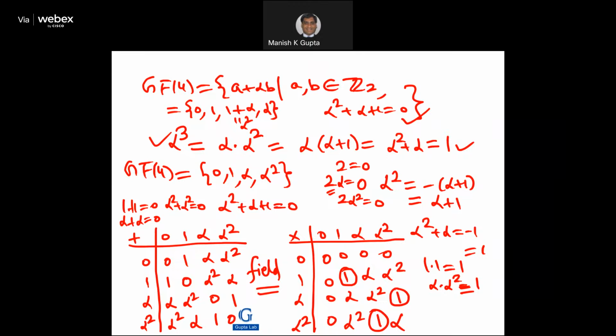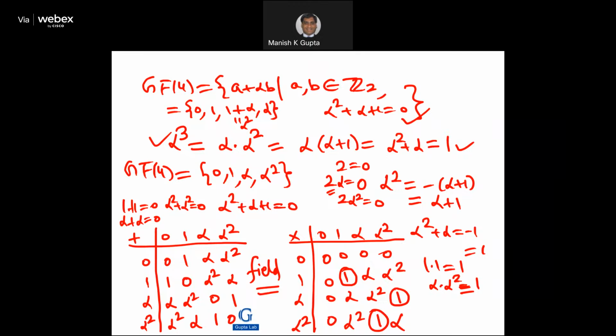Now when we go to the multiplication table, I can write down 0, 1, alpha, alpha square, and 0, 1, alpha, alpha square. Keeping those operations in mind, I can make the table. Now you note that I have to check whether every non-zero element has an inverse. So wherever there is a multiplicative identity in the table, I will look at the corresponding paired elements. For example here, this shows that 1 into 1 is equal to 1. That means 1 is self-invertible, right?